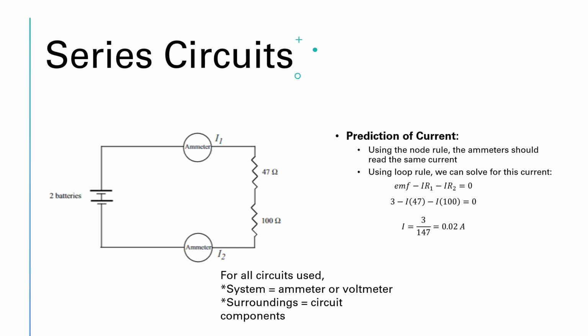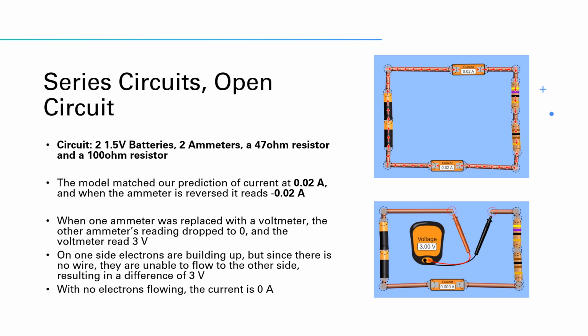To predict the current of the circuit shown, we can use the node rule to confirm that I1 and I2 are equal. Then use the loop rule to create this equation. Solving for I, we get that the current is 0.02 amps. Looking at the simulated circuit, we are going to be using these written circuit components. After the circuit is set up, it confirms our prediction as the current is 0.02 amps.